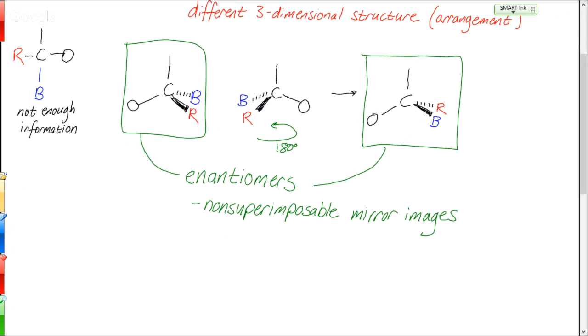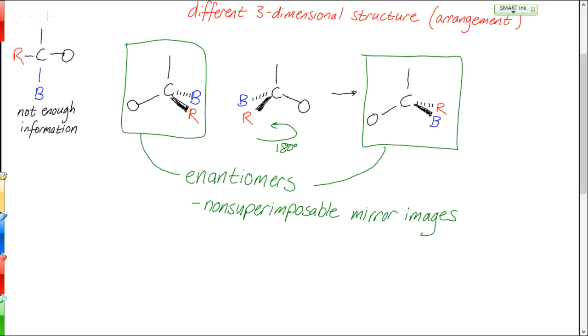So if you can make a mirror image of something, and that mirror image is not exactly superimposable on the original thing, then you have a non-superimposable mirror image, and therefore those two things are enantiomers. So a good example of that is your hands. Your hands are mirror images of each other, but they are not superimposable, because if you try to line them up, they don't quite line up.